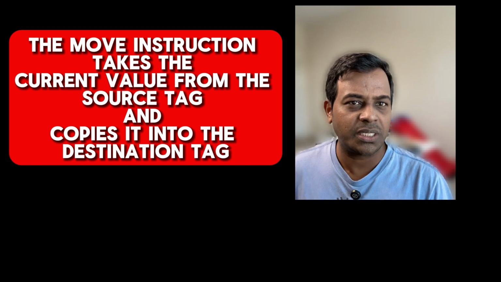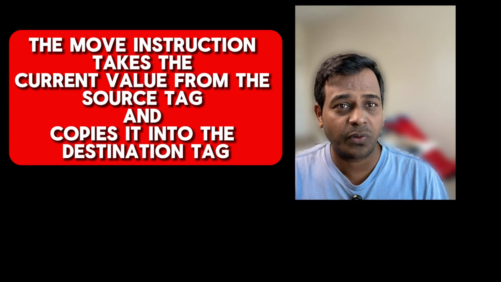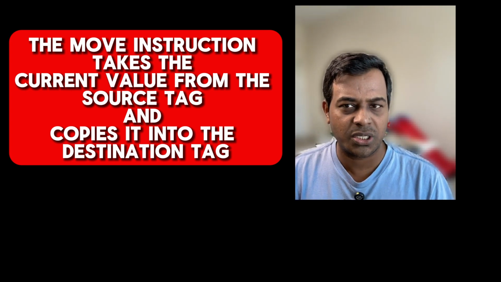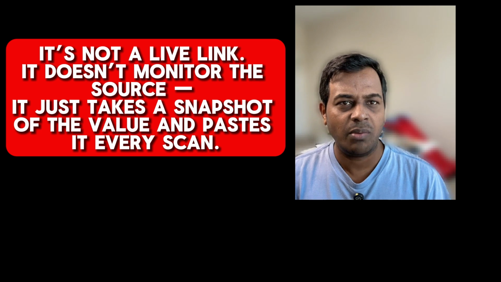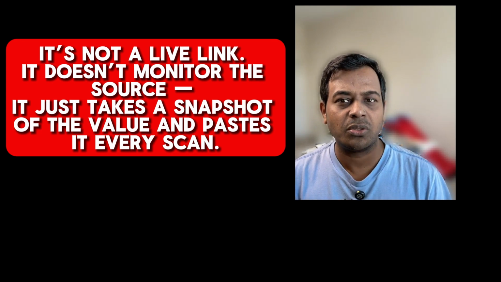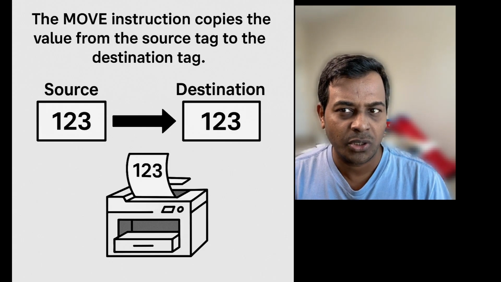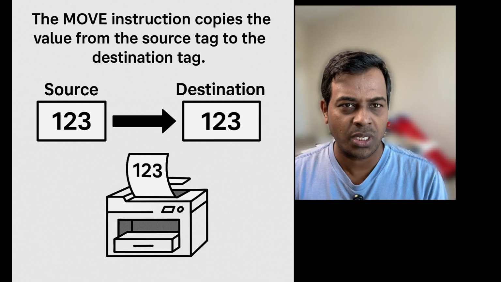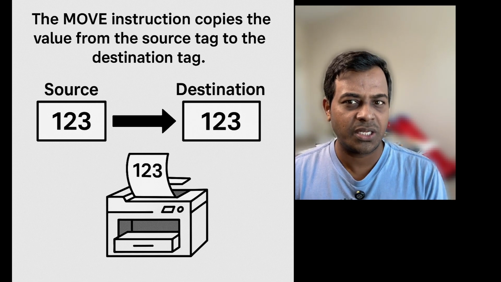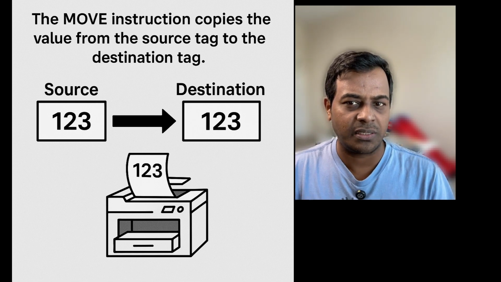The move instruction takes the current value from the source tag and copies it into the destination tag. It's not a live link. It doesn't monitor the source. It just takes a snapshot of the value and pastes it into the destination every scan. Think of the move instruction like a photocopier. The original document, or the source tag, stays the same, and the destination gets a fresh copy every cycle.